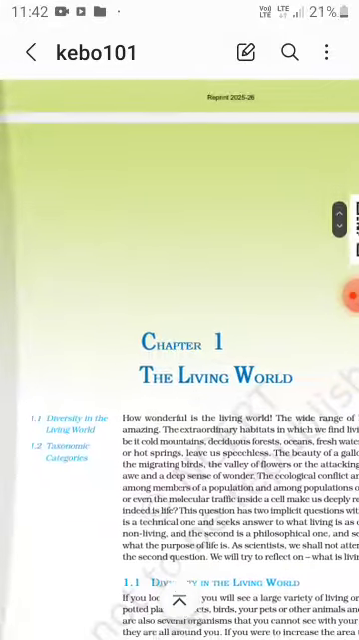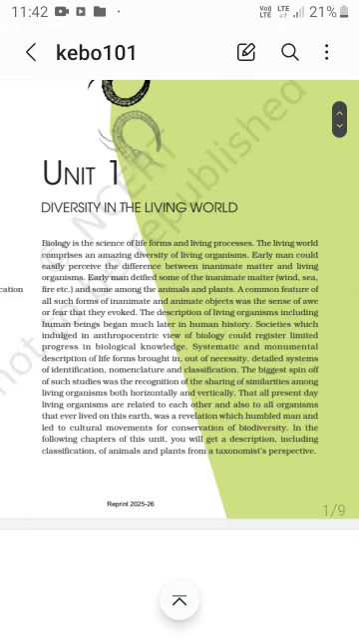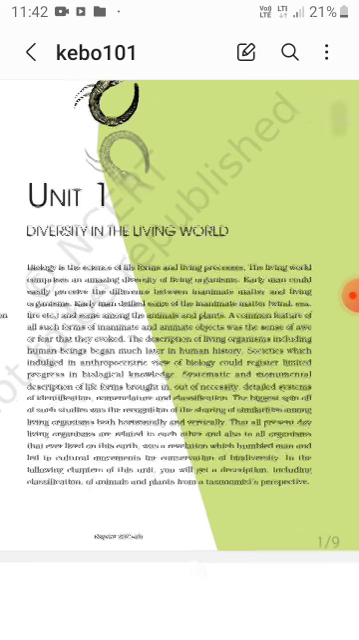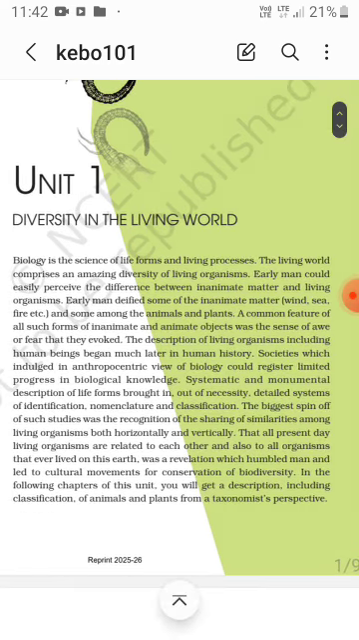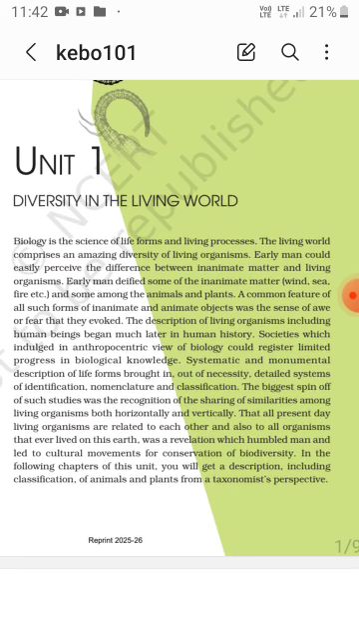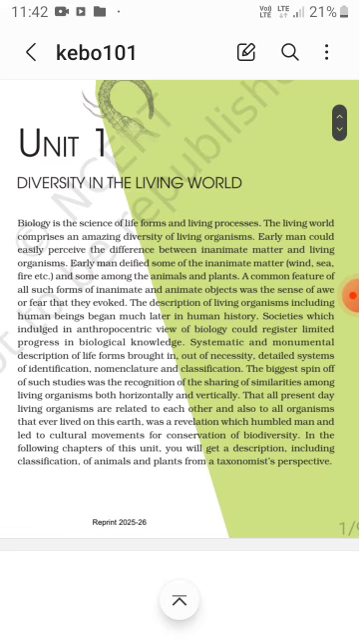There is also something very important. Biology is the science of life forms and living processes. So we study life forms and living processes. Systematic and monumental description of life forms brought in, out of necessity, detailed systems of identification, nomenclature and classification.